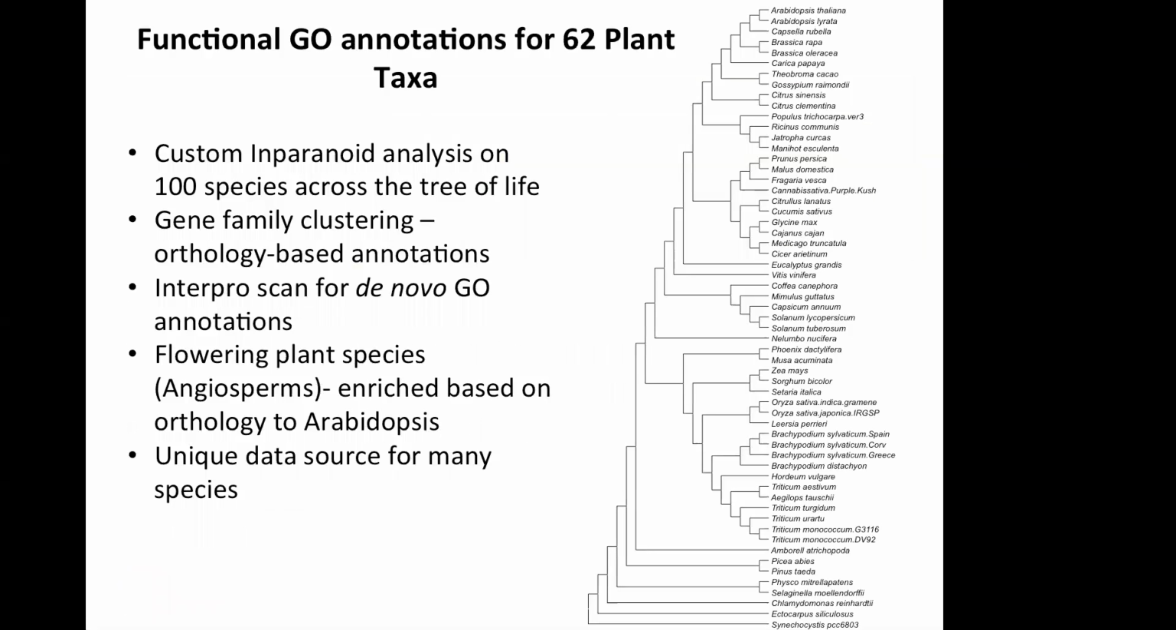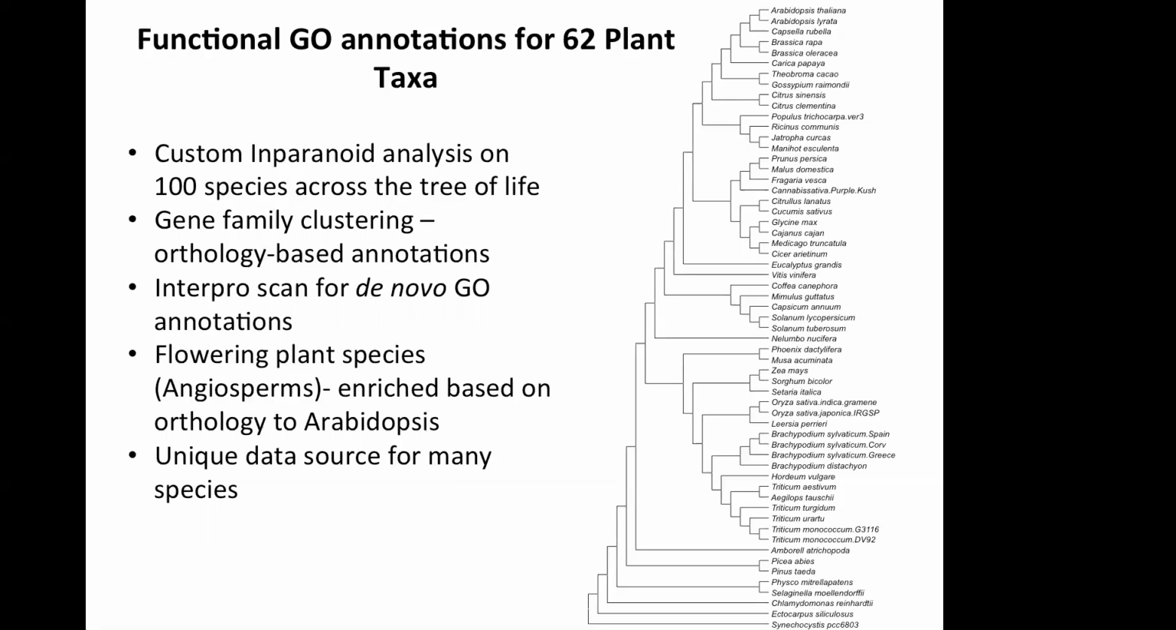One of the exciting features of the Planteome, which is new for our project, is we have functional GO annotations for roughly 62 plant taxa. And this has been done in-house using a customized InParanoid analysis of over 100 species across the tree of life. And this is performed using a gene family clustering based on orthology, and then an InterPro scan for de novo GO annotations as well. And in our flowering plant species in the Planteome, those have been enriched based on orthology to Arabidopsis, which was characterized by TAIR and GO.